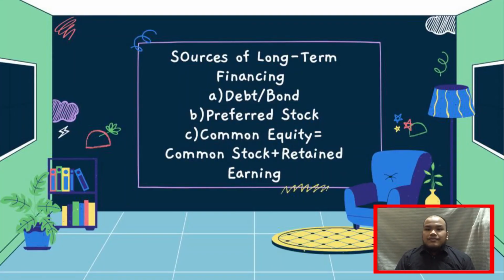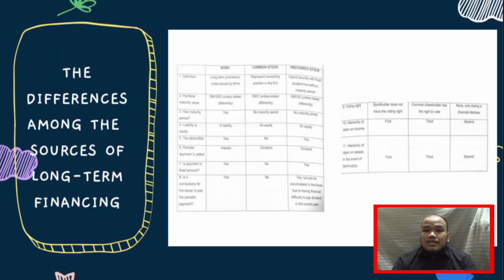Sources of long-term financing. There are three sources of long-term financing: debt or bond, preferred stock, and common equity. These are the sources of long-term financing in terms of definition, maturity period, maturity value, and so on.